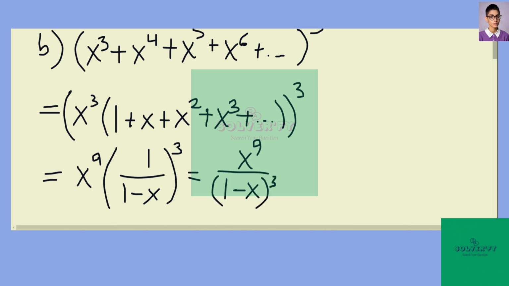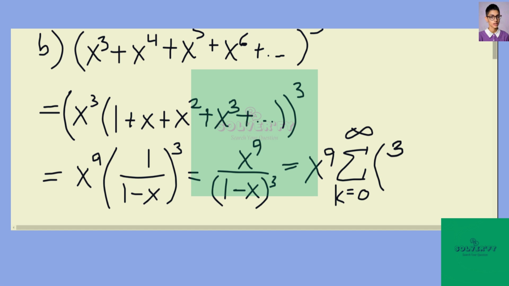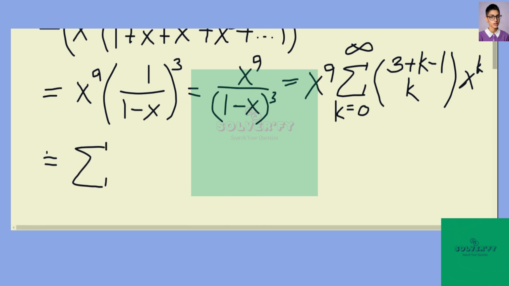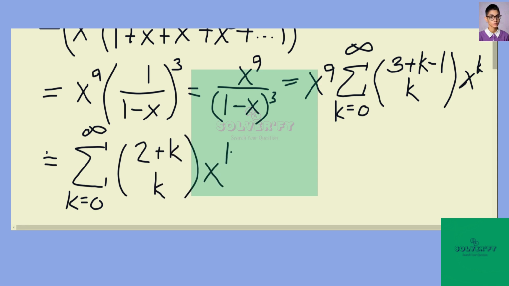and this is going to be equal to x to the 9th over 1 minus x cubed, and we have from the table in the book that this is equal to x to the 9th times the sum from k equals 0 to infinity of 3 plus k minus 1 choose k, and x to the k, which is equal to the sum from k equals 0 to infinity of 3 minus 1 is 2 plus k, choose k, times x to the k plus 9.